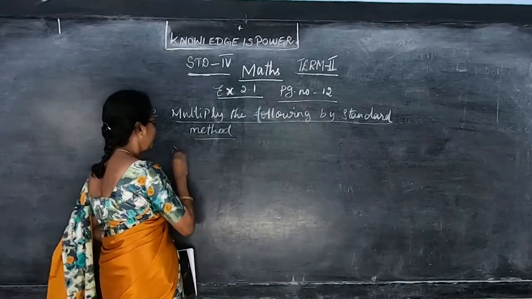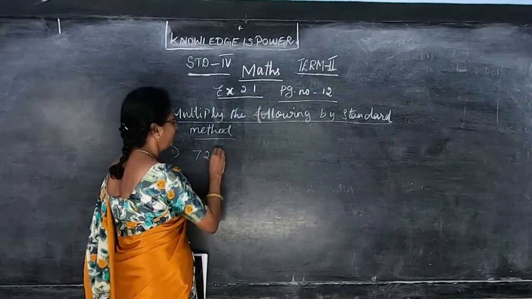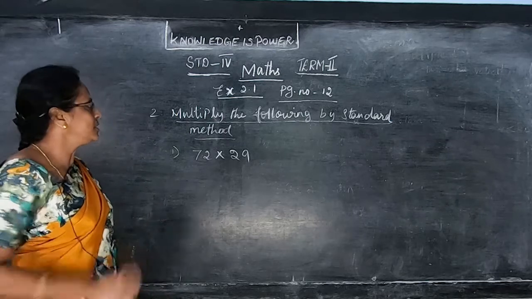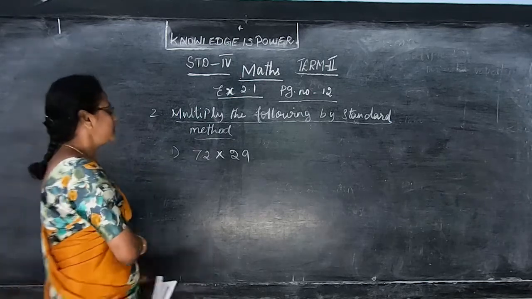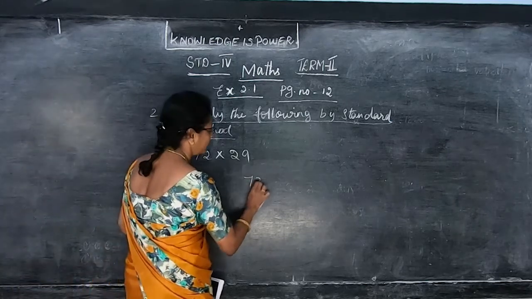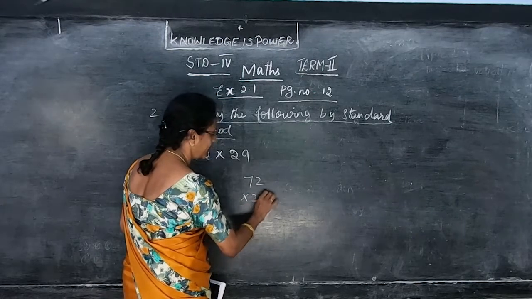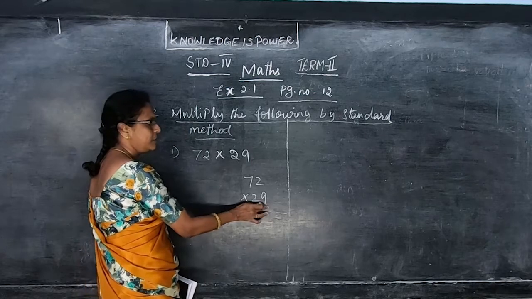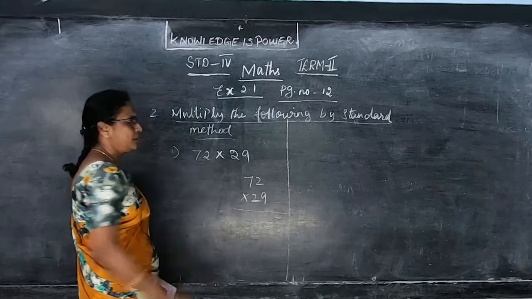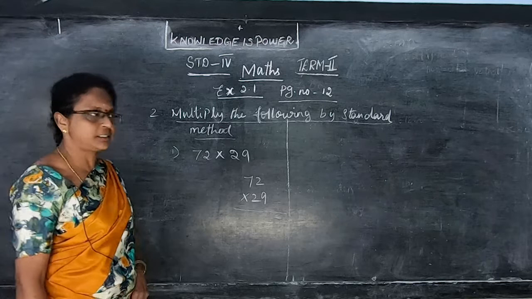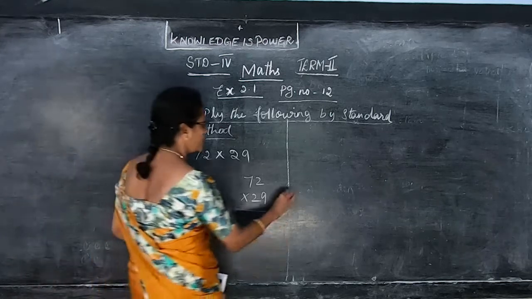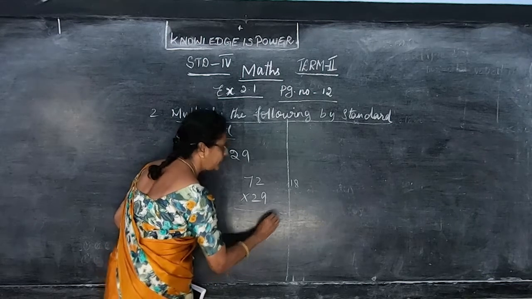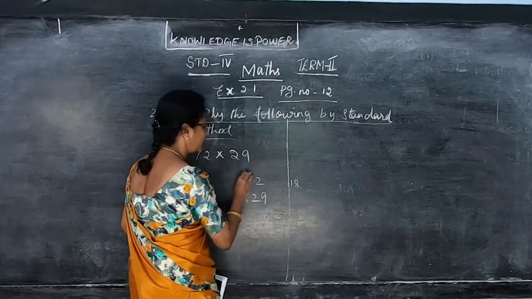The first one they have given is 72 into 29. This is the standard method. How to do this? You put 72 into 29. First you multiply with the 9 tables. 9 twos are how much? That is 18. So you put 8 and just 1 carry over at the top.